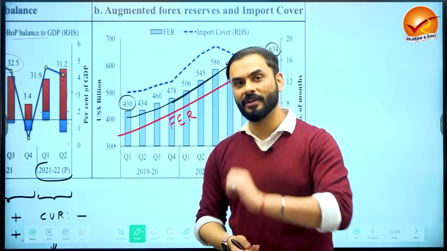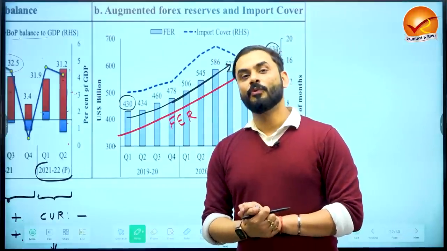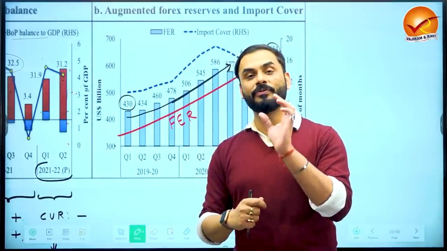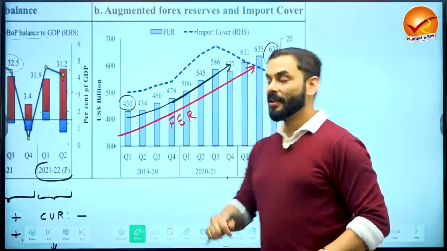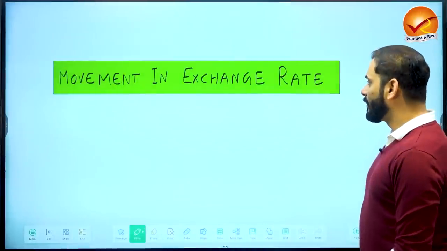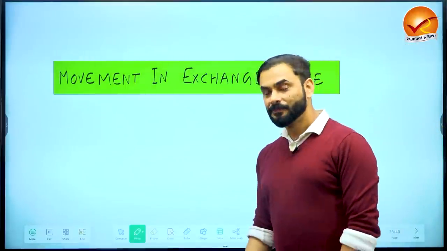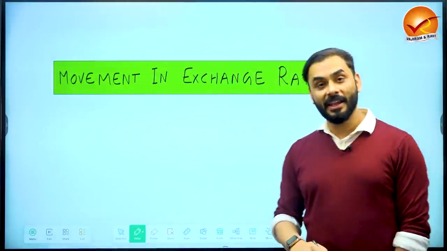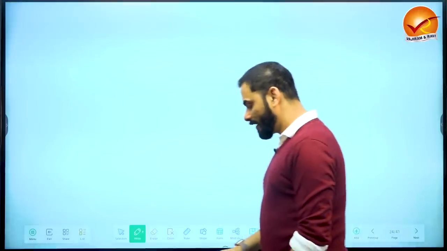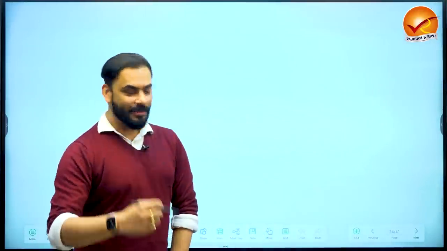This is called import cover. Import cover means the extent to which you can import using your foreign exchange reserves, and which is healthy as of now. All right. So now we are going to understand the movement in exchange rate. Before I show you the movement in exchange rate, can I give you some basic idea about exchange rate?